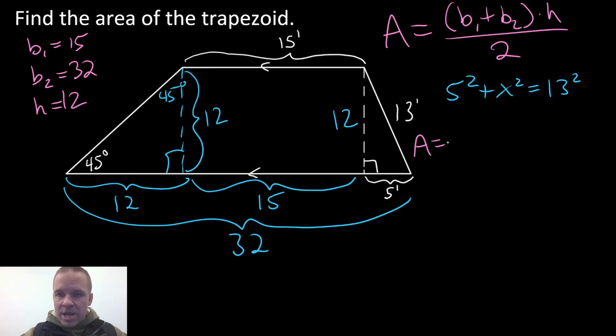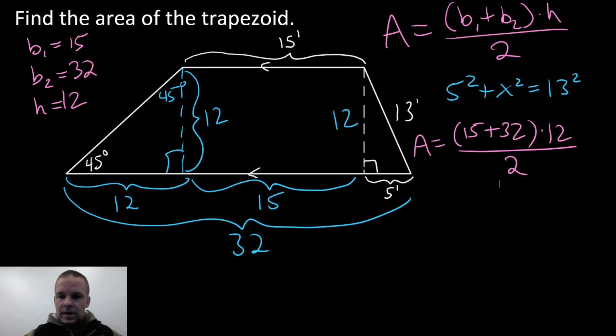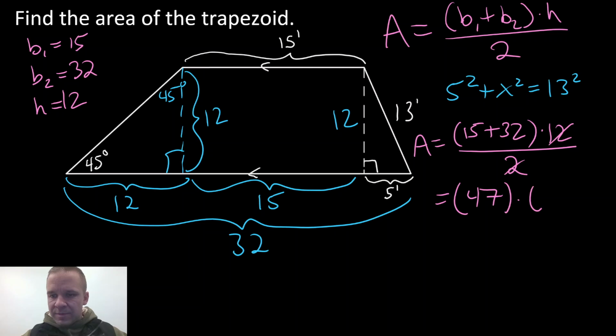So I got area equals, and then I got base 1, which is going to be 15, as we said. And then we got 32 for base 2. Those ones, doesn't matter if you flip-flop those, right? Addition is commutative. Multiplied by my height of 12 all over 2. All right, now I could reduce the 12 and the 2 down to 6 there. So I'd have, let's see here, 47 times 6.